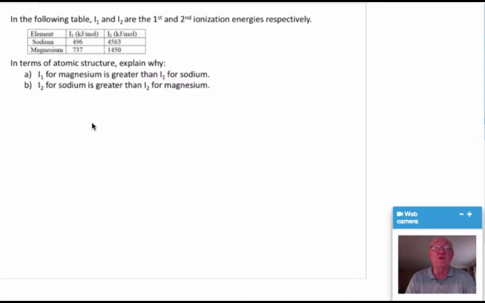I1 and I2 are the first and second ionization energies respectively. We've got two elements listed here where we have element is sodium. The first ionization energy is 496. The second ionization energy is 4563. It's almost a 10-fold jump over there. Notice how big a jump there is. For magnesium, you don't nearly have as much of a jump. First ionization energy is 737, and the second ionization energy is 1450. It's bigger, but not nearly as much as we had with sodium. So they're asking us, in terms of atomic structure, explain why.